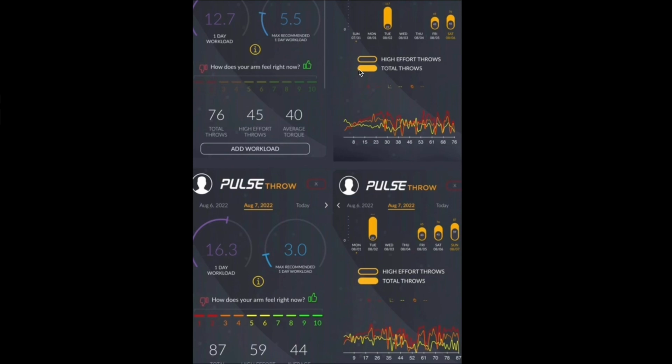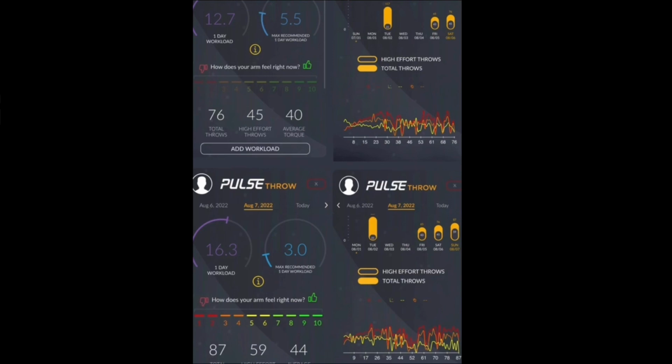With all this information, the biggest takeaway is total throws. We wanted to make sure that we're monitoring what this player is doing. Total throws here was 76, and then later in the day he did 87 throws. The next day he felt really good and felt ready to go. So Driveline Pulse did its job there.